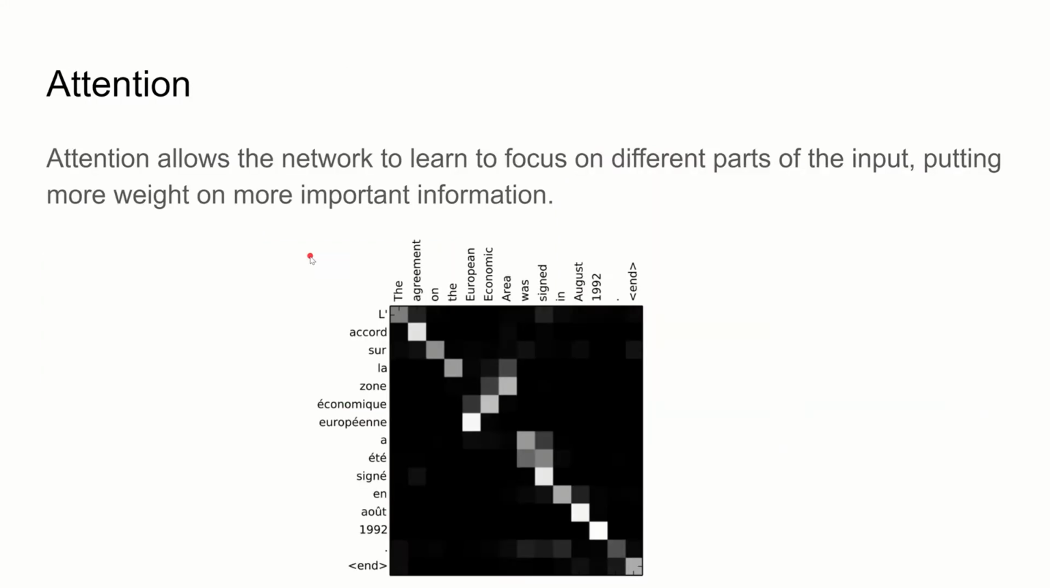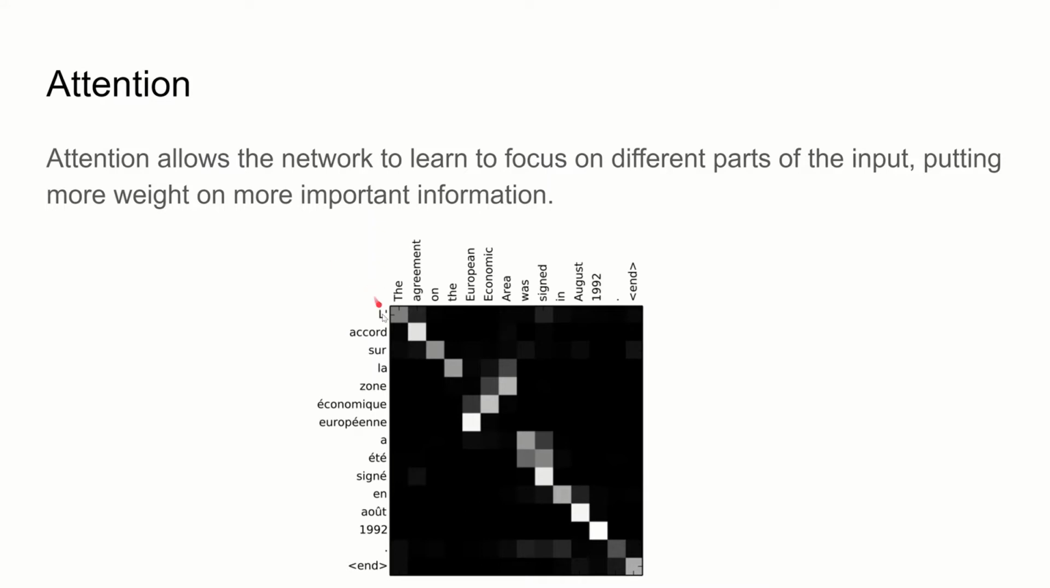As you know, attention is a mechanism that allows the network to learn how to focus on different parts of the input, shifting its focus as it goes along the sequence, allowing it to put more weight on important information and allowing it to ignore information that isn't important at the moment.